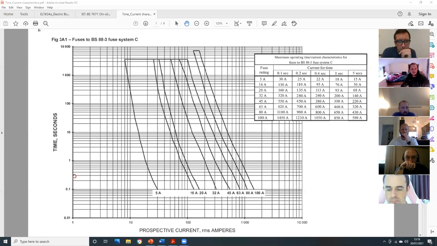You could have got a bit of an estimate by having a look at this associated table. For a 16 amp fuse, it takes 110 amps to operate it in 0.2 of a second. It takes 95 amps to operate in 0.4 of a second. So our 100 amps is somewhere in between the two. So it's a good double check that you're pretty close to the answer. These are typical questions that come up in the 04A exam or the regs, 18th edition regs.